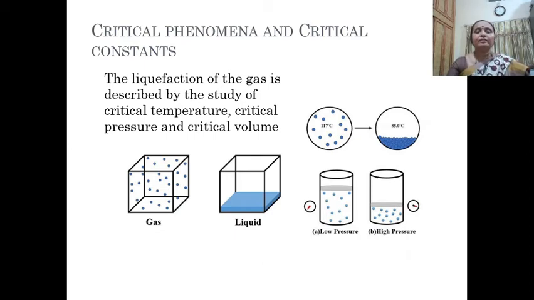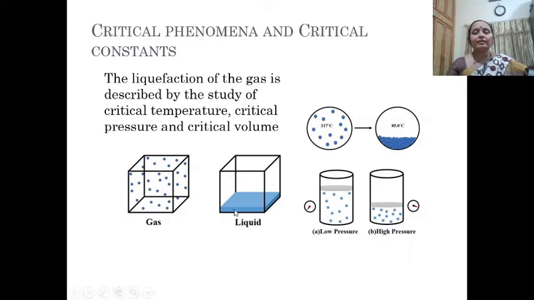Critical phenomena and critical constants. The liquefaction of a gas is described by critical temperature, critical pressure and critical volume. A gas can be liquefied and the conditions here are going to be described by the critical temperature, critical pressure and critical volume. These are going to be the gas molecules, and these gas molecules can be condensed into a liquid.